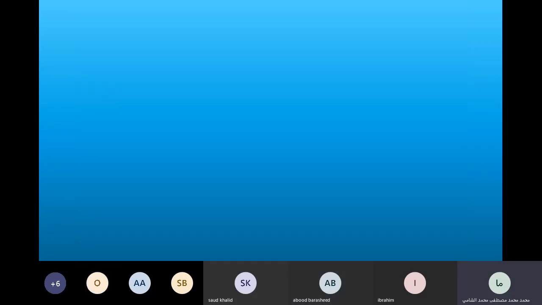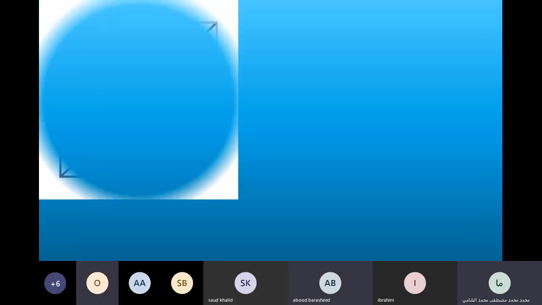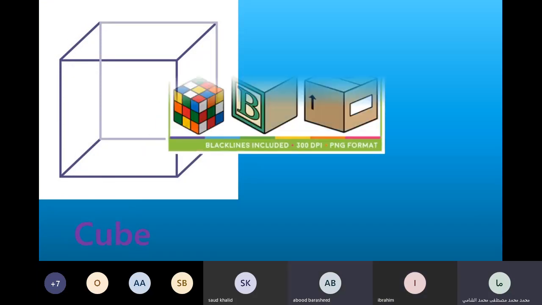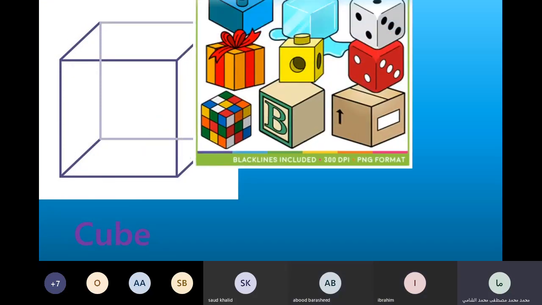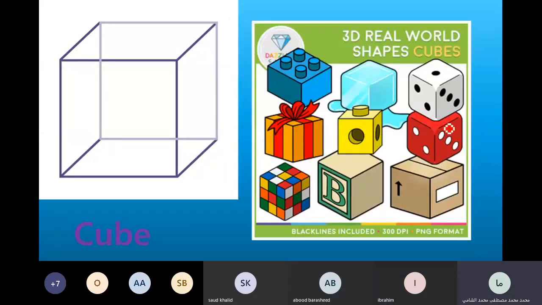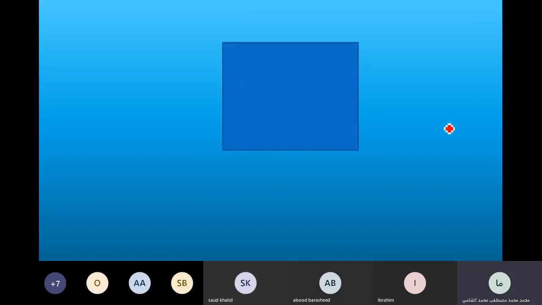Let's start with cube. A cube is like a dice or ice cube or gift box. And to draw a cube in a very simple way, just draw a square, and then draw another square, another square in the middle. Easy way to draw a cube.